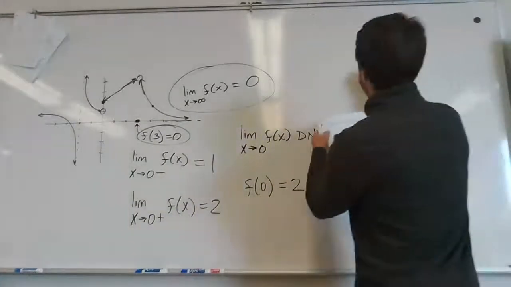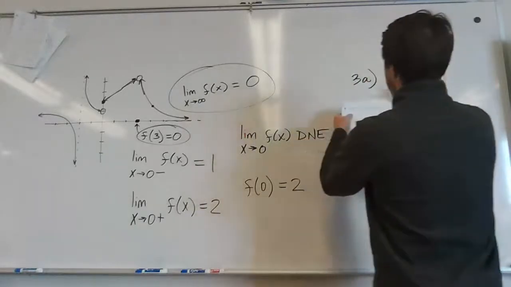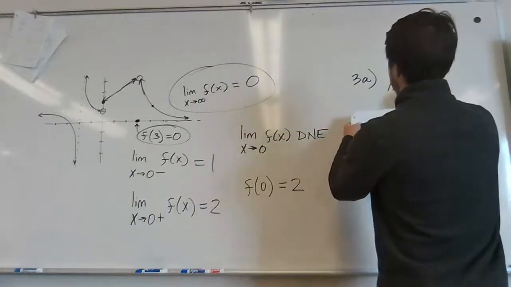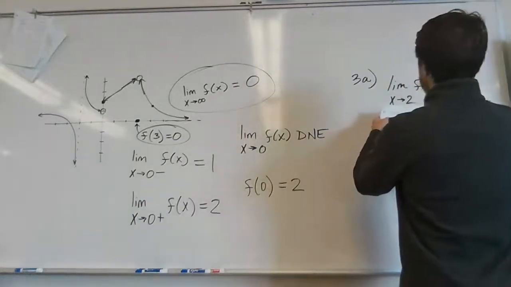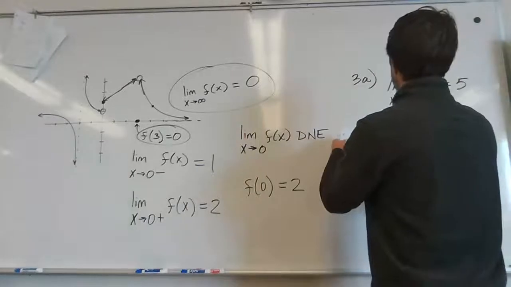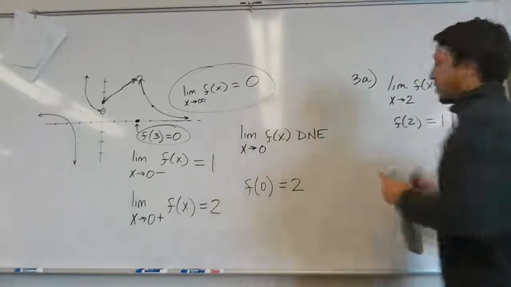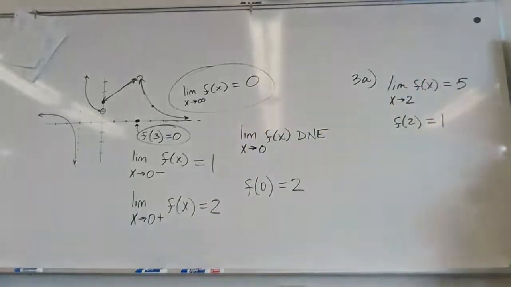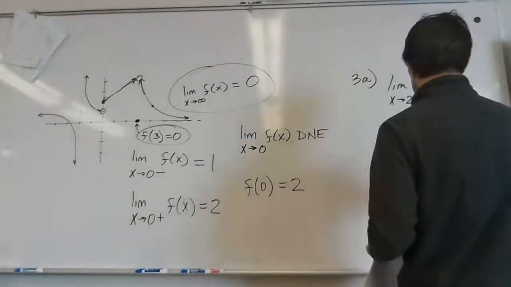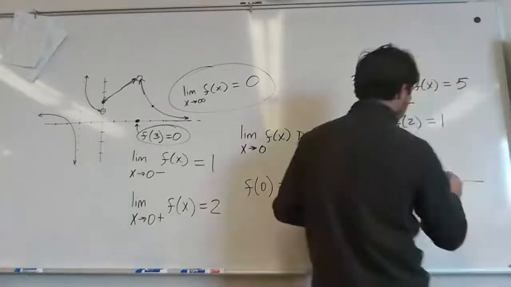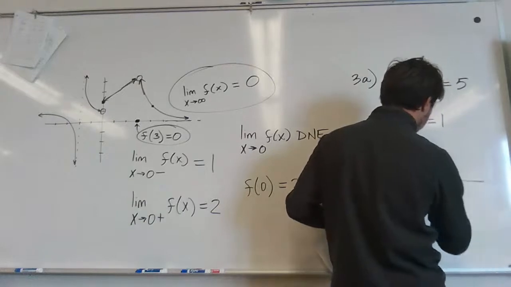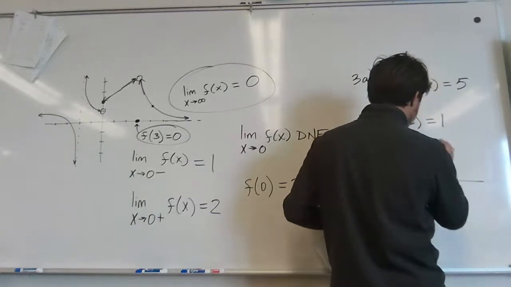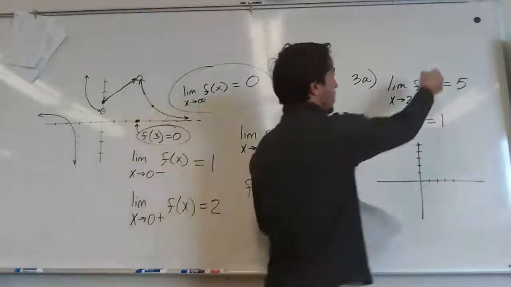So 3a, how could we have a function where the limit as x approaches 2 is 5, but also f of 2 is 1? Let's think about that for a second. It would have to have a hole, and then another point underneath it. Very good. That's an excellent answer. Wait, explain. Okay. Oh, I get it. So let's cover this part first.